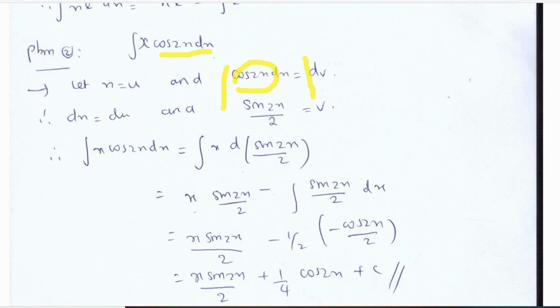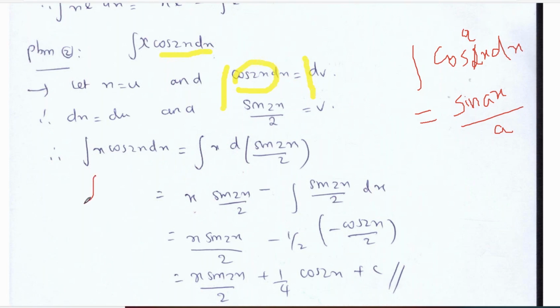Differentiate. So here you will get dx on the left hand side, and on the right hand side is du. Integrate on both sides. Integral dv is v. What is integral cos 2x? This is the formula. Integral cos ax dx is sin ax by a, where the constant term is a. Here we have 2, so sin 2x by 2.